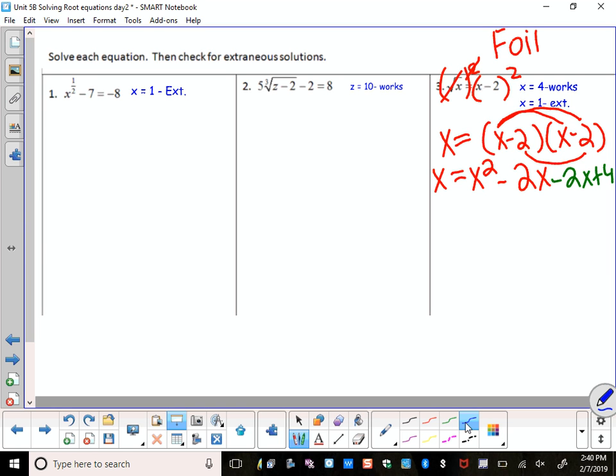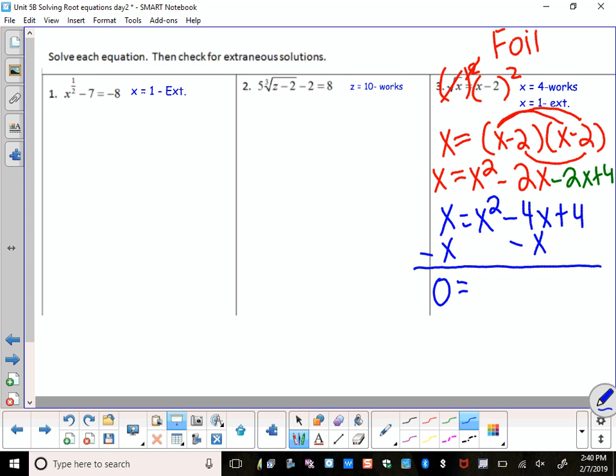Alright, first let's simplify this. So x squared, negative 2x minus 2x is negative 4x plus 4. We still have this x on the left side. If I want to make this all equal to 0, I'm going to subtract x from both sides. On the left side, I just have 0. Then I have x squared minus 5x plus 4. So I had to FOIL first, then I had to move my x over.